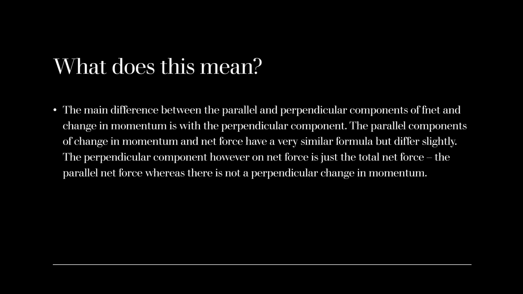So what does this mean? The main difference between the parallel and perpendicular components of the F net and change in momentum is with the perpendicular component. The parallel components of change in momentum and net force have a very similar formula, just the dp over dt, but they just differ ever so slightly. The perpendicular component, however, on net force is just the total net force minus parallel net force, whereas there isn't really a perpendicular change in momentum formula.